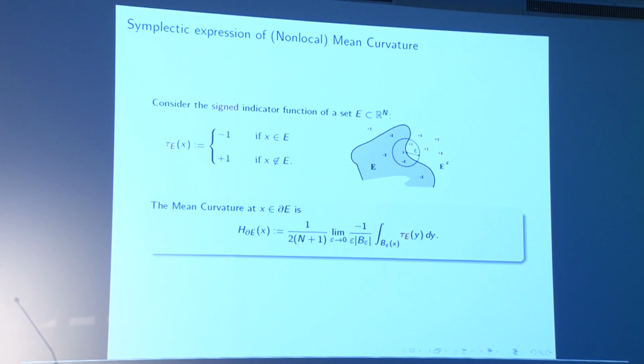The sign, the indicator function. So in a certain way, one can imagine that I am counting. It's a kind of counting the number of minus ones that is inside the set and the number of plus ones that are inside the set. I sum them up, then I average, and I find the mean curvature.